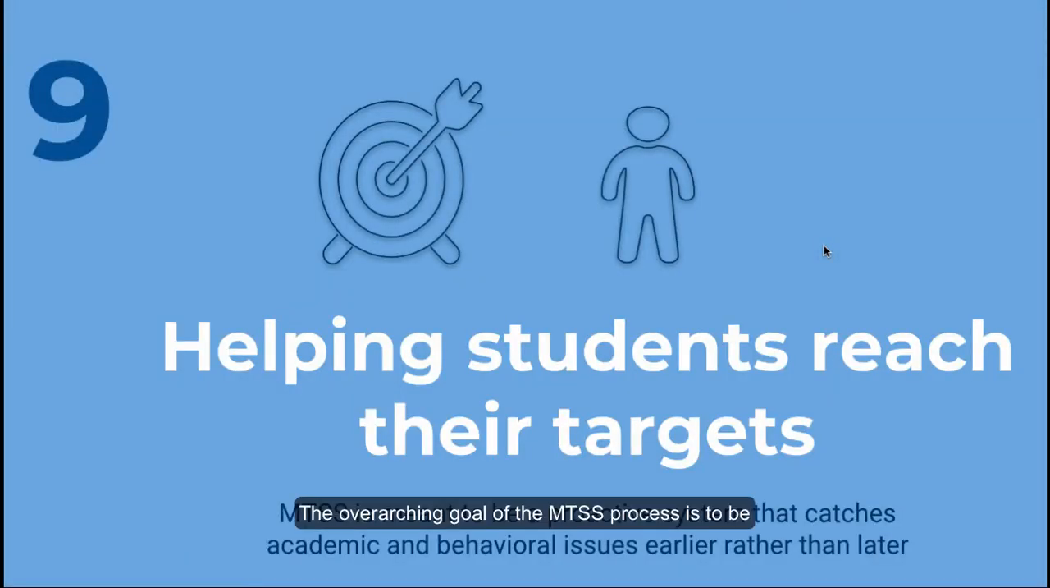The overarching goal of the MTSS process is to be proactive and specifically help students reach their age or grade level targets before larger issues develop. The reason both academic and behavioral components are included in the MTSS system is because student success is not only related to academic achievement, but is also related to social and emotional success.